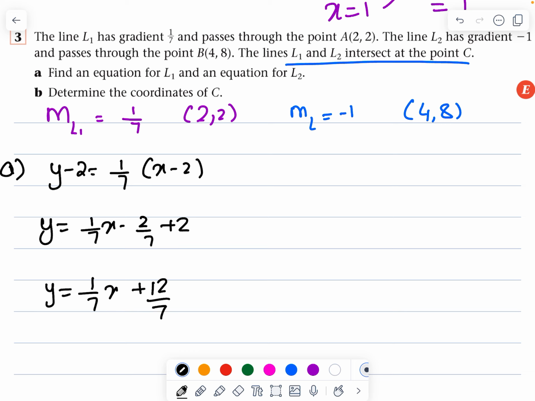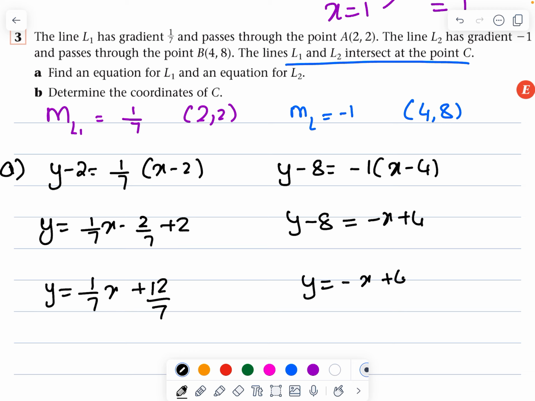Now the equation of L2. y minus 8 equals minus 1 times x minus 4. y minus 8 equals negative x plus 4. y equals negative x plus 4 plus 8. y equals negative x plus 12.